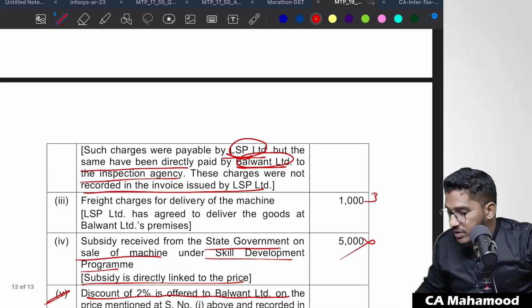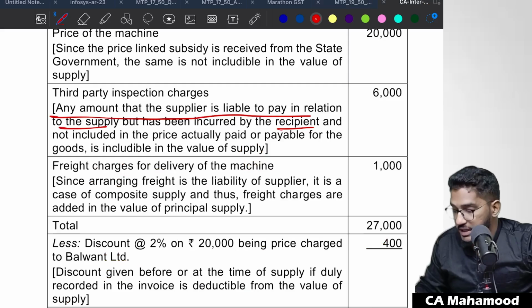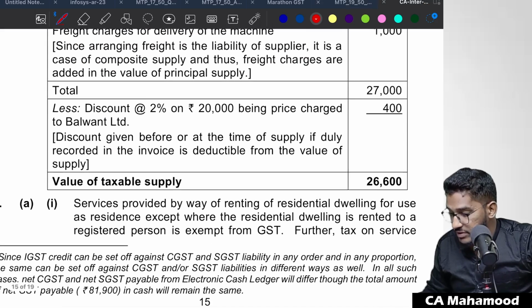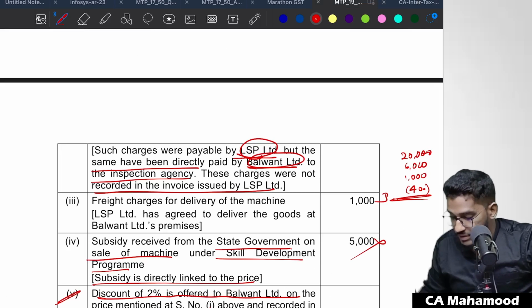Yes. So now what is the total value for the purpose of GST? 20,000 plus 6,000 plus 1,000 minus 400. If you work it out, the balance will be treated as the value of supply. So that will be 26,600. Understood? Next one. Coming to the next question.